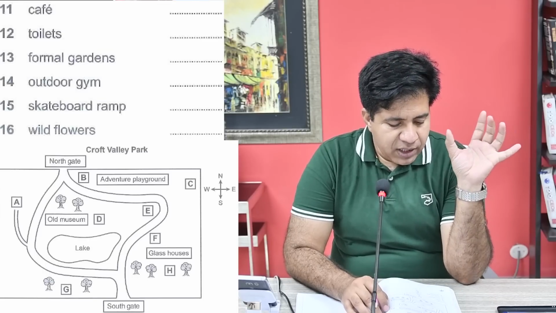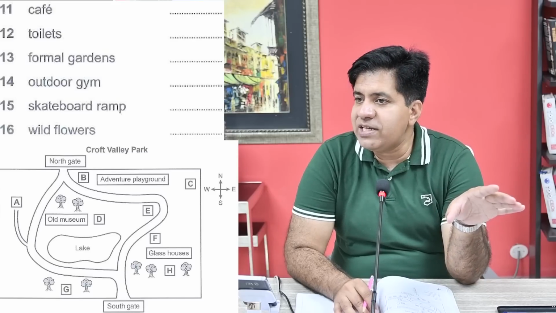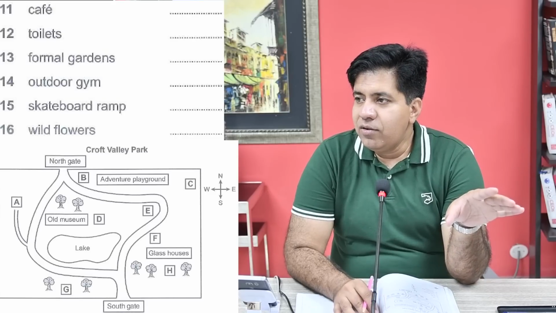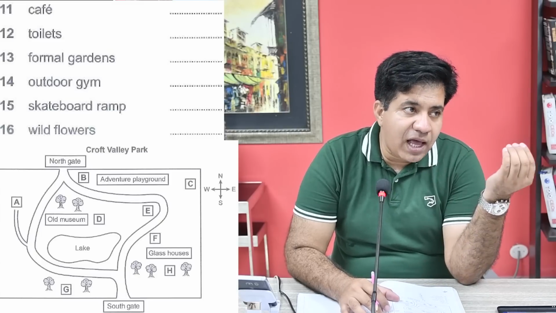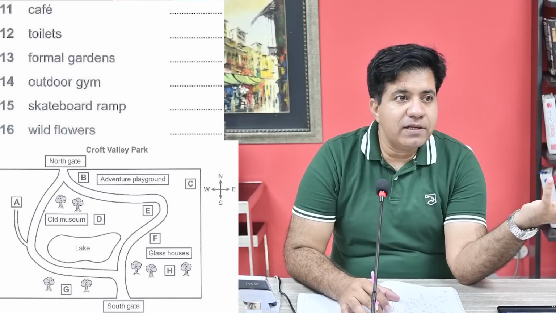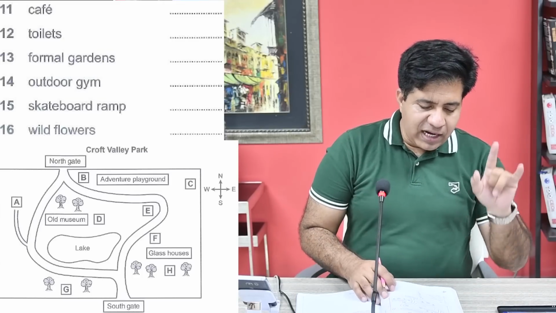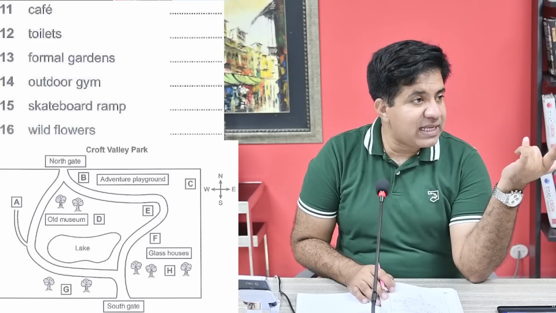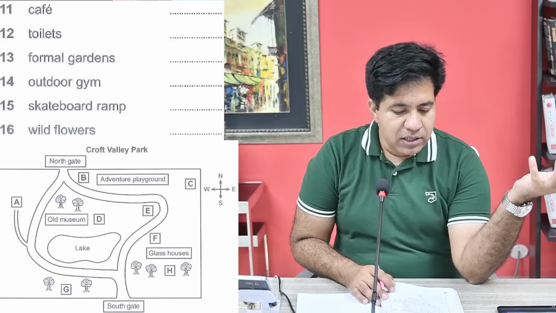And if they say southwest corner, northeast corner, what is in the northeast corner? Northeast corner mein kya hai? Option C. Simple. Option C. Okay. Now, let's identify. There are two gates, north gate and south gate. So either they will enter from the north gate or they will enter from the south gate.